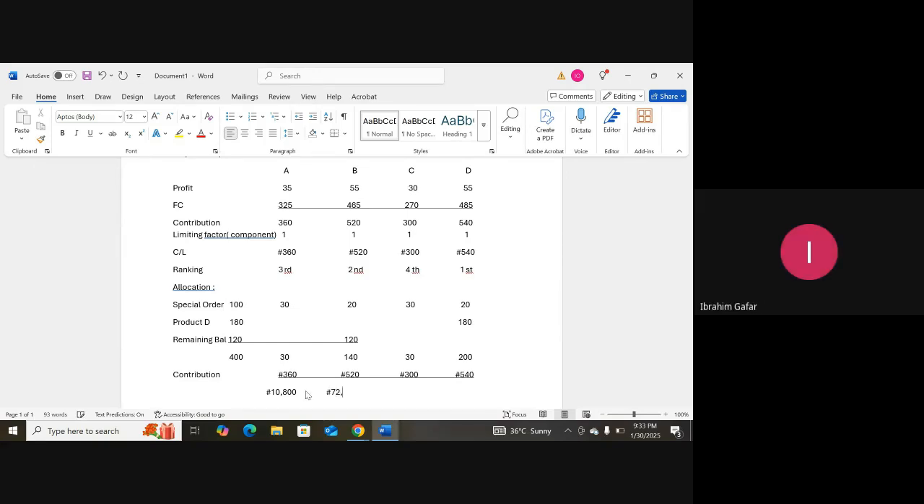72,800 for C. 9,000. For D, 408,000. For 108,000.